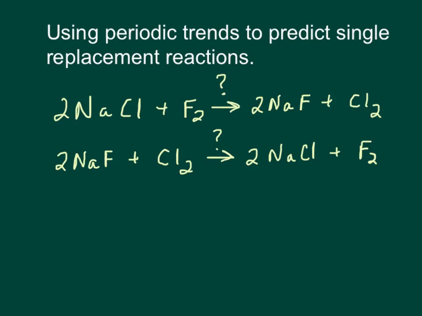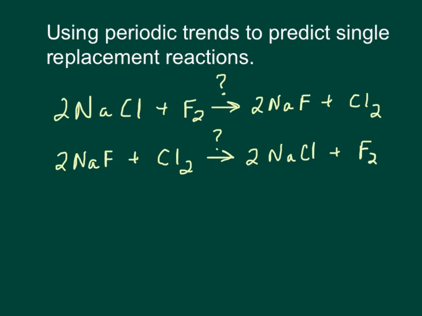When analyzing a single replacement reaction, look at the single element that is listed and decide whether it is a metal or a nonmetal. The element in this reaction is fluorine, which is a nonmetal. So in a single replacement reaction, nonmetals will replace other nonmetals. So this is a switch between fluorine and chlorine.